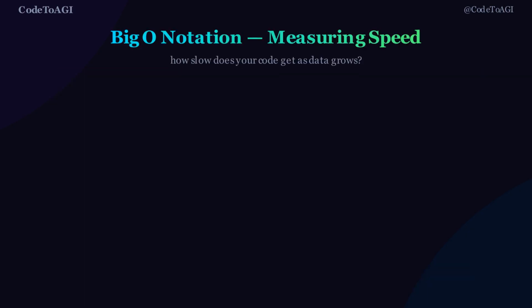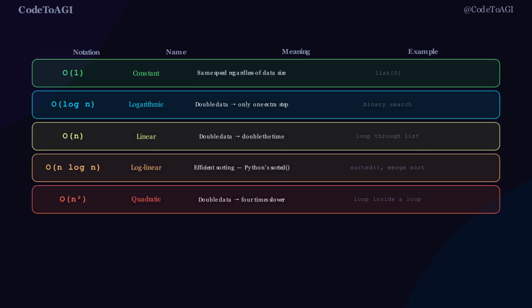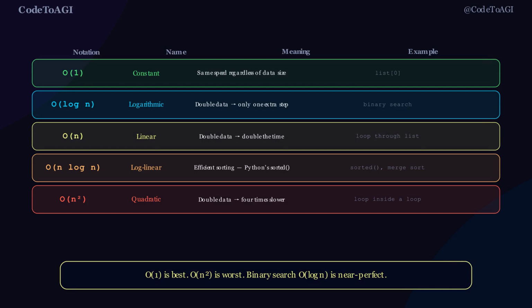Big O notation measures how slow your code gets as data grows. O of 1, constant time. No matter how much data, same speed. Example, reading the first item in a list. O of n, linear time. Double the data, double the time. Example, a loop that checks every item once.